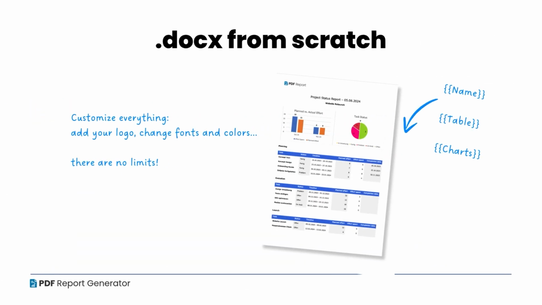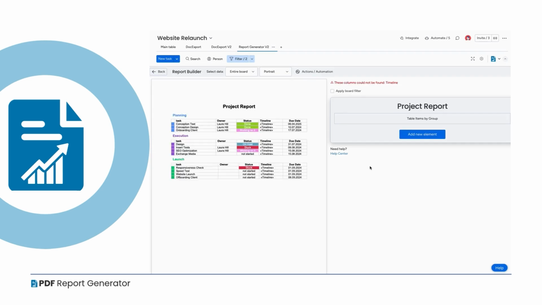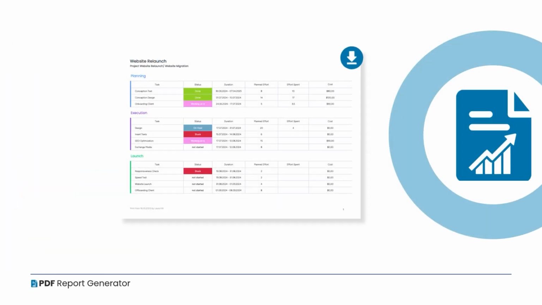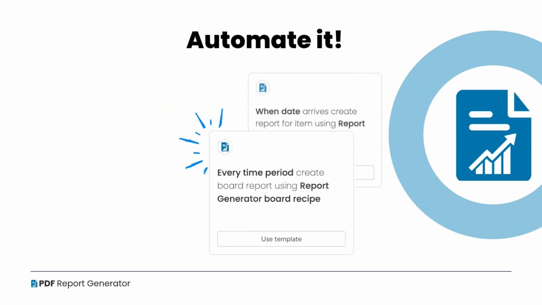4. Design a docx from scratch. Customize everything. Add your logo, change fonts and colors, whatever you need. Watch your report come to life with a real-time preview. And once you're ready, you can download it, send it via email to your team or clients, save it directly to your Monday.com board, or trigger automations for seamless delivery.